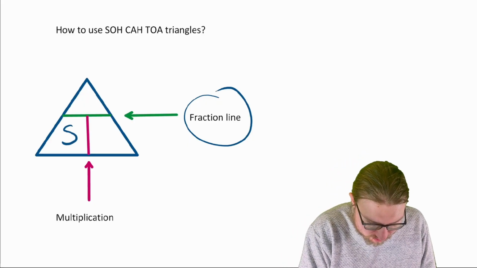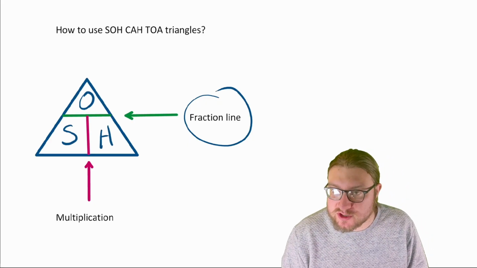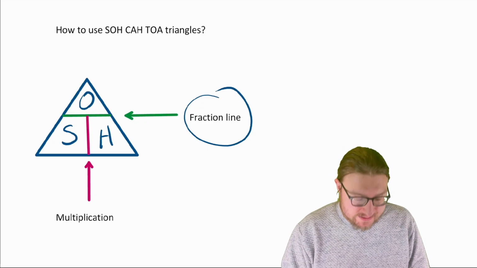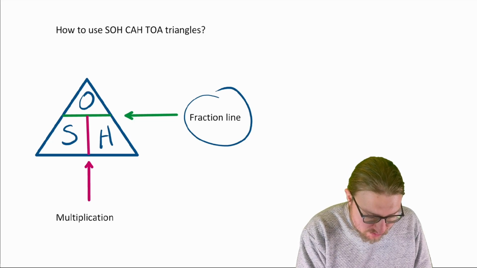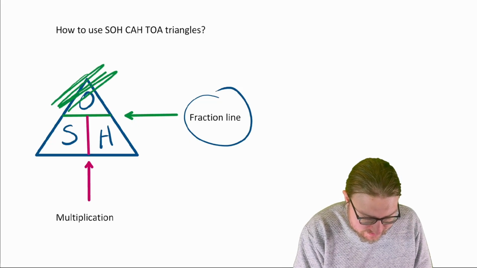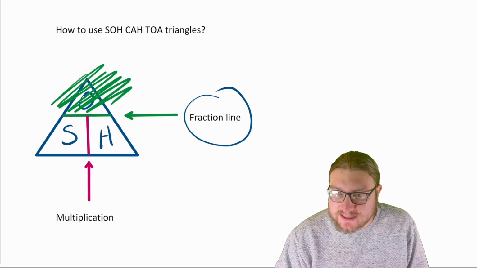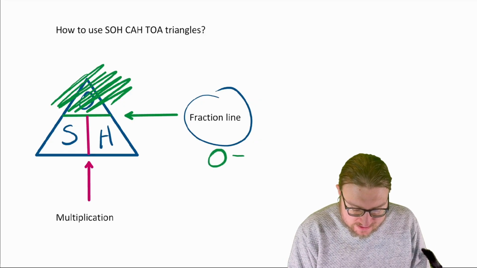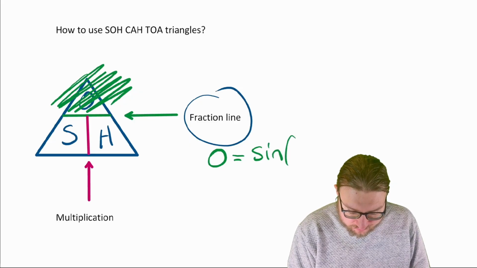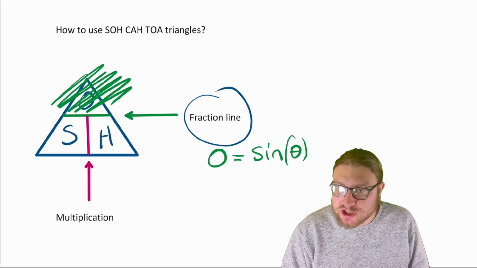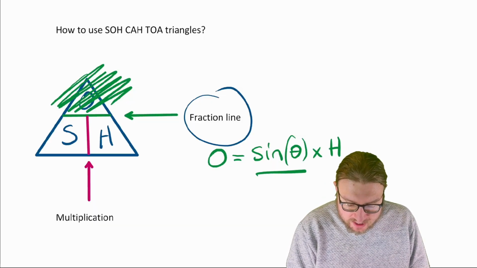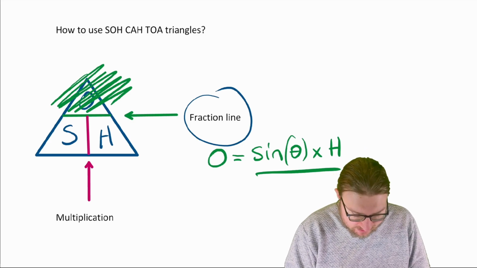So let's, for example, go to SOH, which is the SO part. Now, what this means is that if we wanted to find one of these, the thing that we do first is we cover the one that we want with our thumb or any finger. So for example, let's say we wanted to find the opposite here. Let's cover that one. Then we have the opposite is given to us by S and H. But S stands for sine of the angle, and H is the hypotenuse. Because there is a vertical line, that means we multiply them together, and that is the answer once we've put this in the calculator.